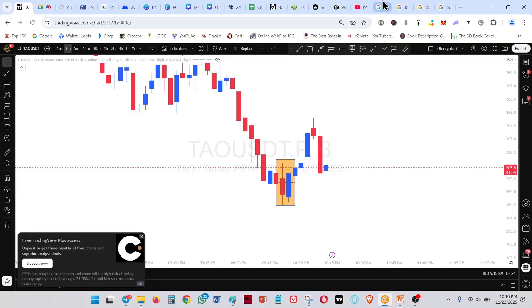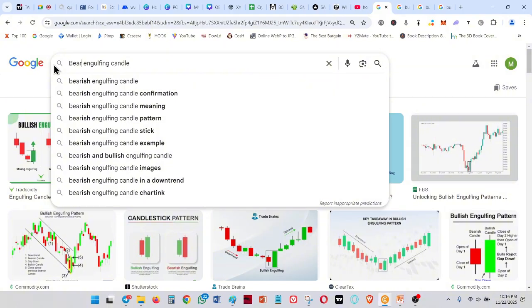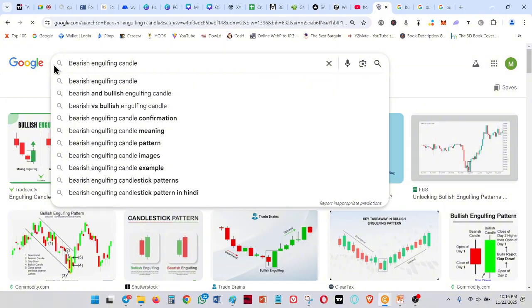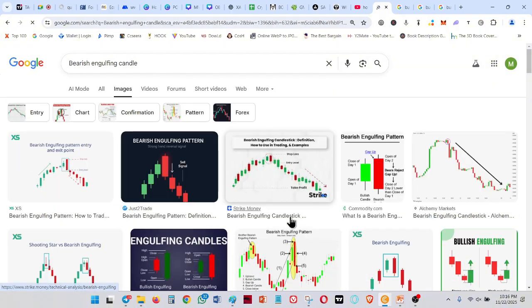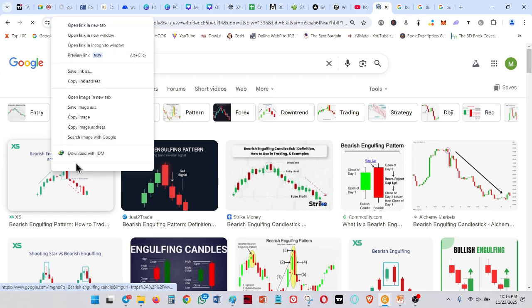Now, I have just explained what I call a bullish engulfing candle. We also have a bearish engulfing candle. So let me remove the word bullish and put bearish. It is the same thing, but this time around you just change the direction. Okay? Now take a look at it.